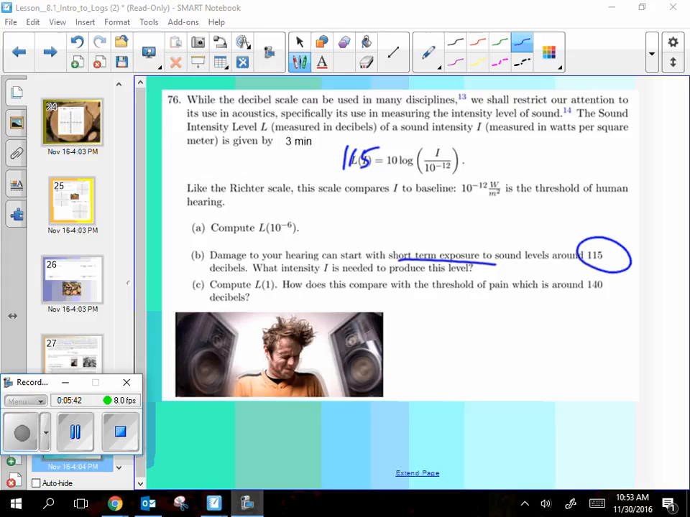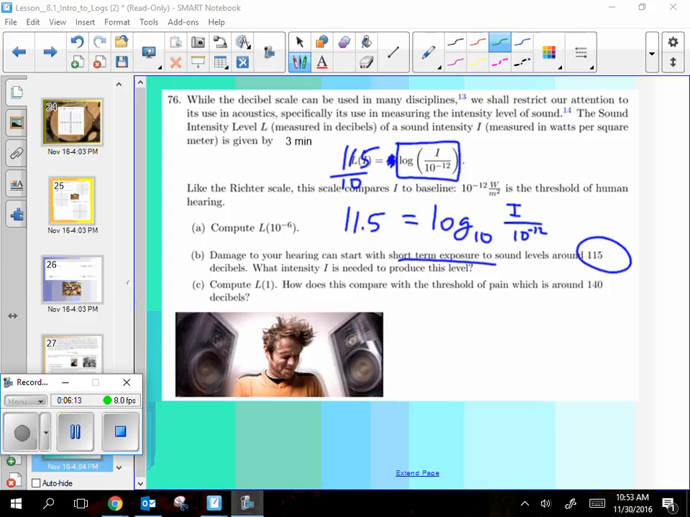So the first thing you have to do is get the clump alone. Remember that little saying? Get that clump alone by getting the 10 off of there. So hopefully you divide it by 10. How many of you knew you should divide by 10? Awesome. And maybe some of you knew that, but you didn't know what to do after that. Well, if 115 is divided by 10, it's really 11.5, right? Equals log base 10. Notice I'm putting in the base because that's important. Of I over 10 to the negative 12.